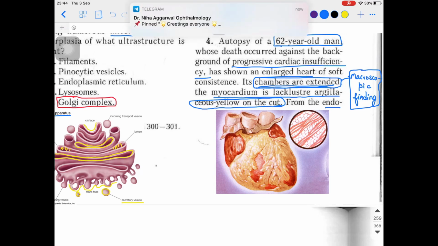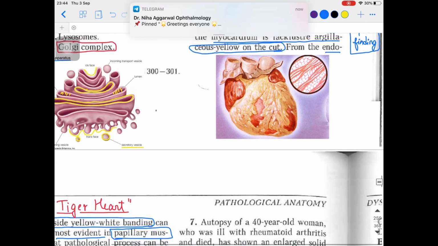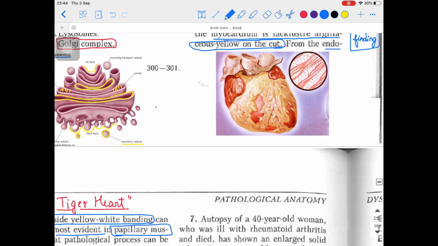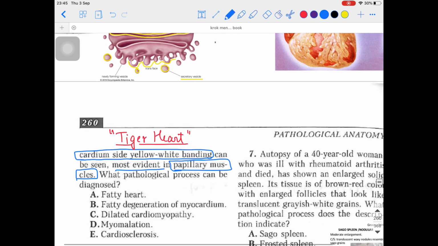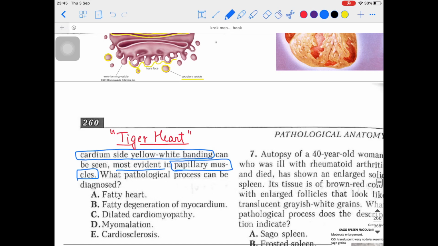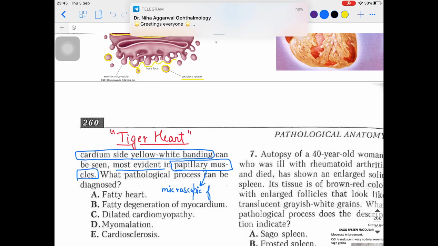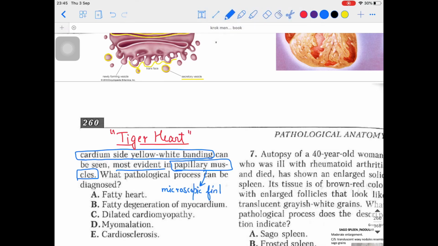Microscopically, you can see dust like fatty vacuoles in the cardiomyocytes. This is the finding microscopically. And one more thing, where can you observe that? You can observe it in the papillary muscles and trabeculae of the ventricles in the form of bands. So this is the microscopic finding. These papillary muscles.